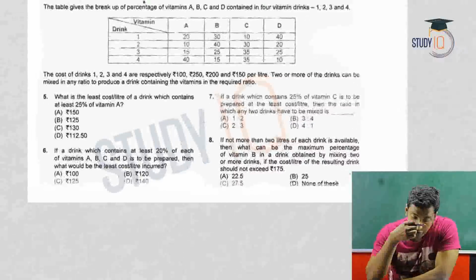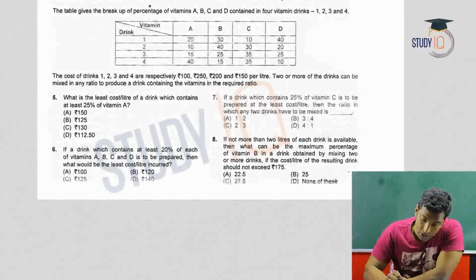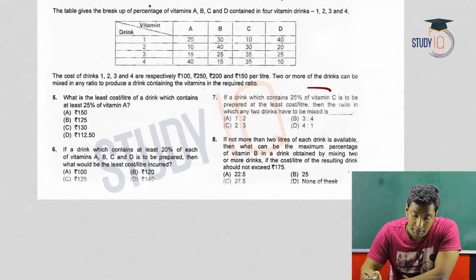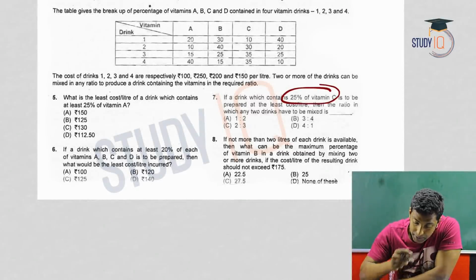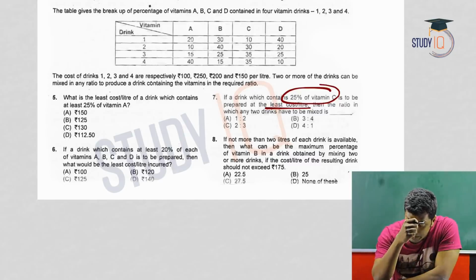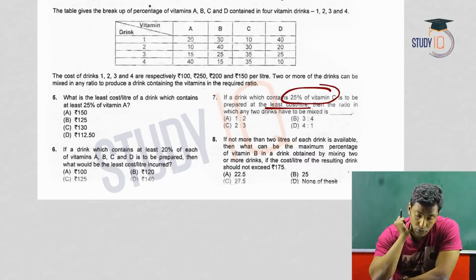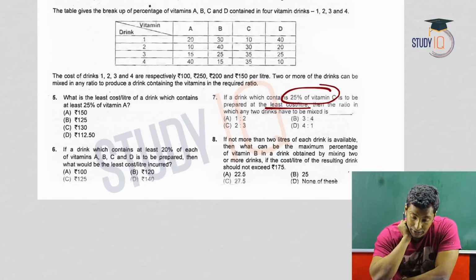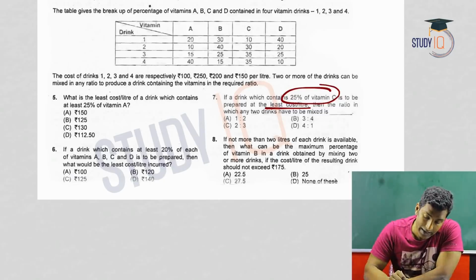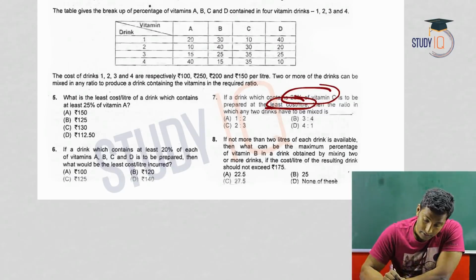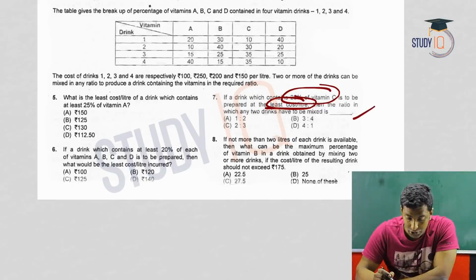So what they're saying is, if a drink which contains 25% of vitamin C is to be prepared at the least cost per liter, then in what ratio should any two drinks be mixed? So what I need is 25% of vitamin C. Again, I need the least cost per liter. And what should be the ratio in which I need to mix two drinks?